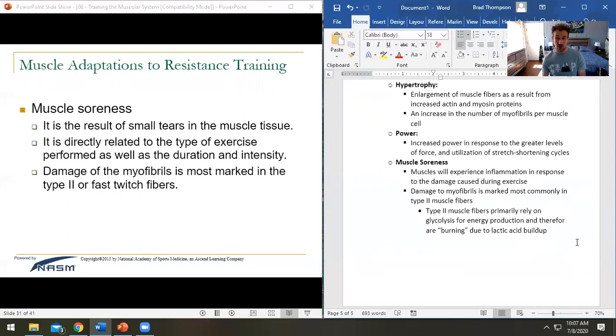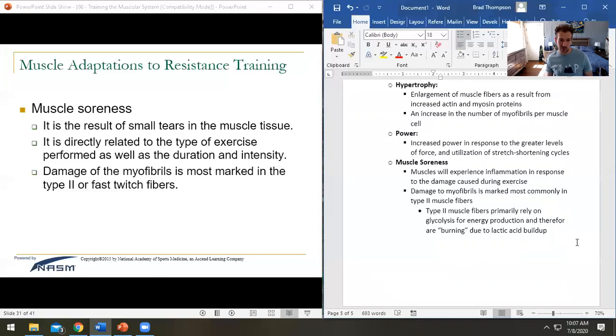NASM likes the 202 tempo because there's never a moment where you are not under tension. So it's like 1, 2, 1, 2, 1, 2, 1, 2. There's no pausing, so you are constantly moving actin and myosin proteins, kind of like pulling taffy. That's happening consistently, so there's going to be a greater lactic acid buildup. Which one is better? I don't know, to be honest.